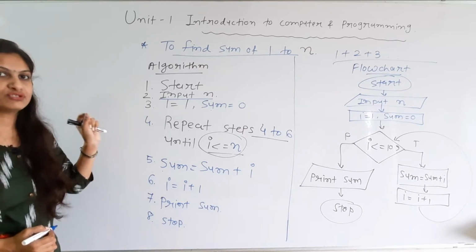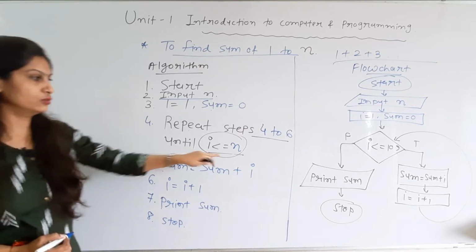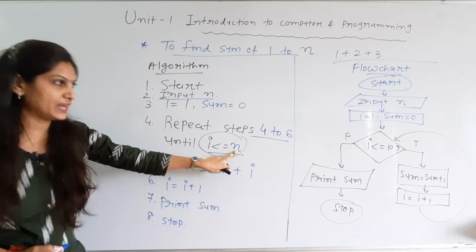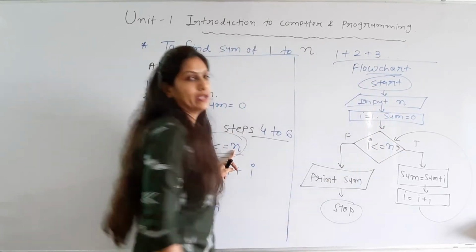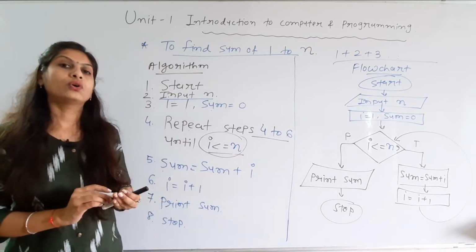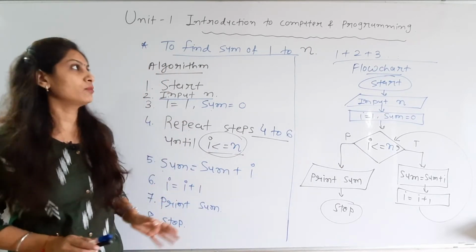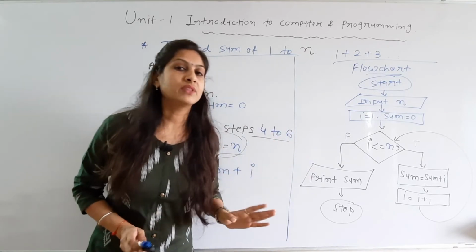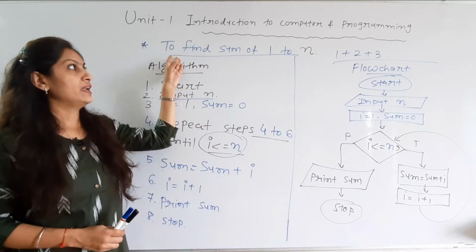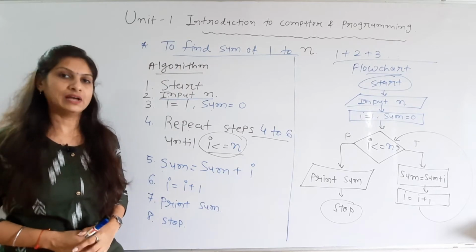Now what do we have to change? Only one value, that is instead of 10, now the condition becomes I less than equals N. So you can solve any kind of problem, 1 to n, 1 to 10, 10 to 50, something like this, for finding the sum of values. Clear?